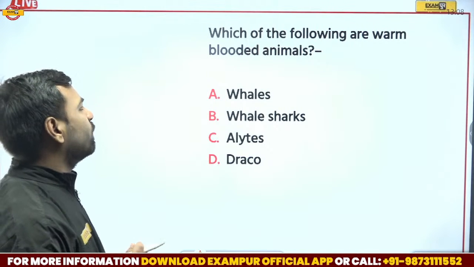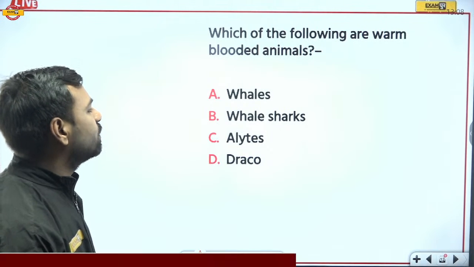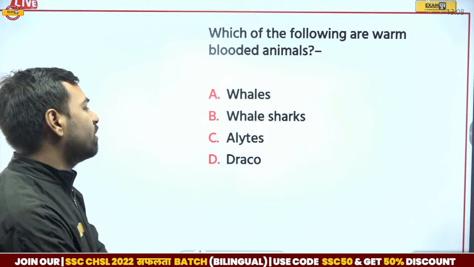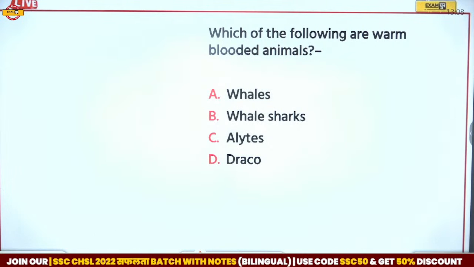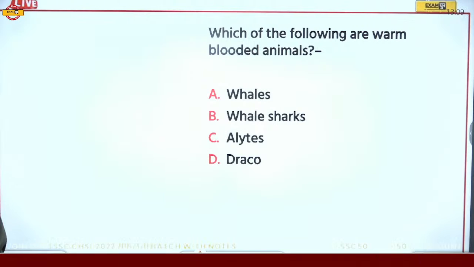Which of the following are warm-blooded animals? So is it whales, whale sharks, alites or Draco? What do you think? What is the correct answer over here? Waiting for the answer please. So Jagdishan is going with whales. Other candidates, what do you think?